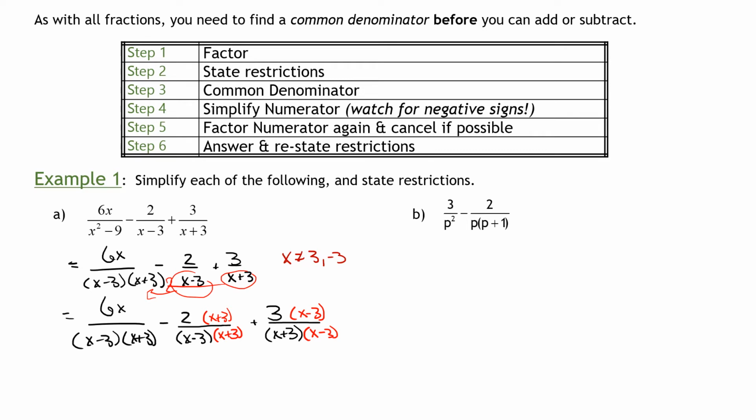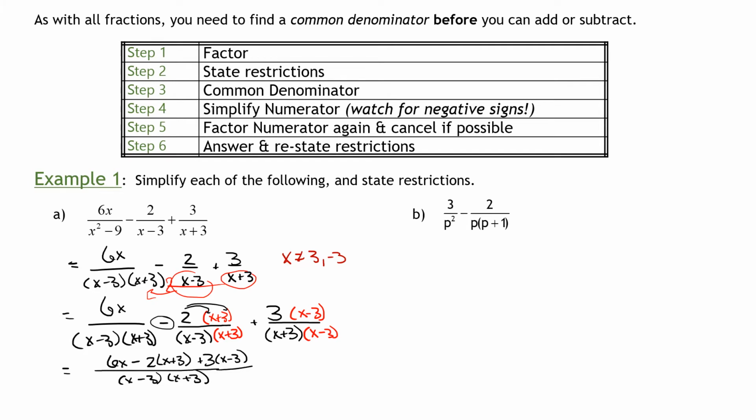Now I have a common denominator, and my common denominator is x minus 3, x plus 3. Or you can write them the other way, it doesn't matter. My numerators, I've got a 6x, I've got minus 2 bracket x plus 3. Now that minus, I could have distributed the 2 here, but I didn't because I was a bit worried I might forget to also distribute the negative in. So I'm just going to rewrite the brackets: x plus 3, plus 3 times x minus 3.